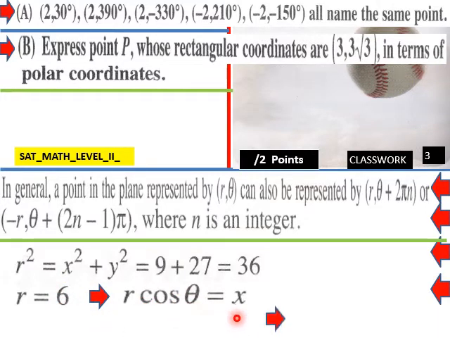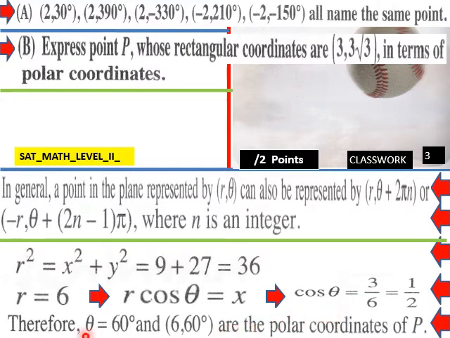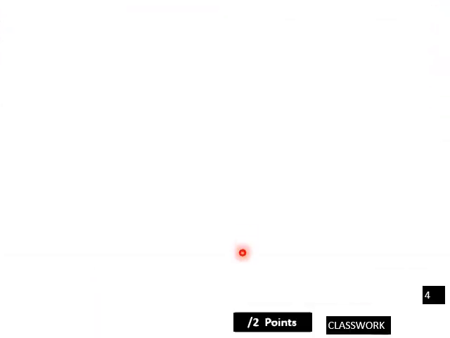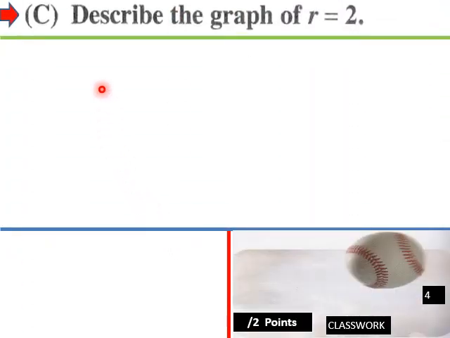So r cosine theta equals x, and cosine theta would therefore equal 3 over 6, which equals 1 over 2. Therefore theta equals 60 degrees, since when cosine is 1/2 it's a 60-degree angle. And then 6 and 60 degrees are the polar coordinates of P. So that's the way that you find polar coordinates, moving from a rectangular coordinate here.